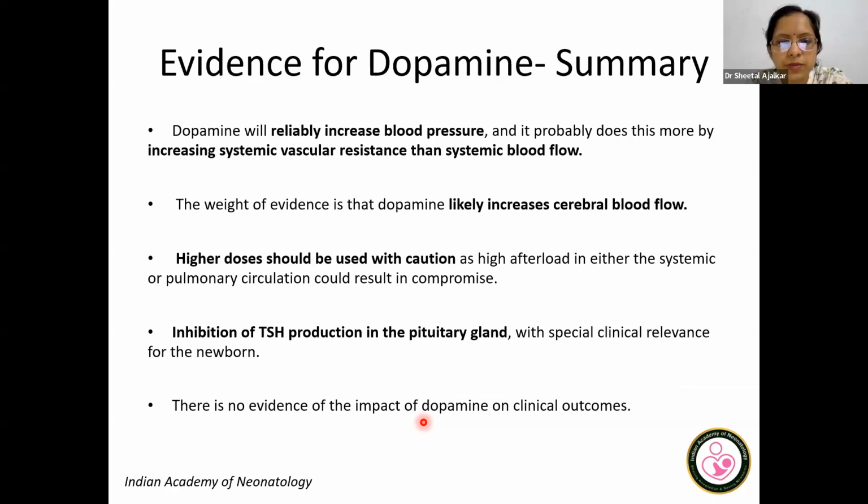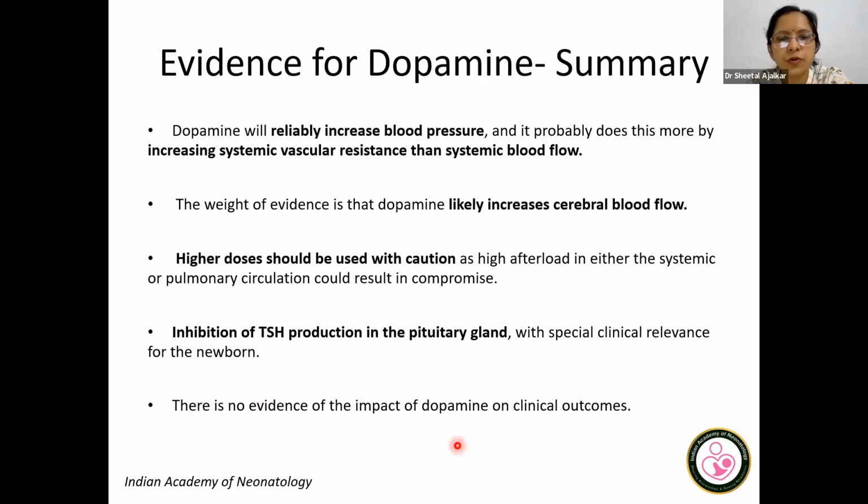Also, higher doses should be avoided because they will increase the cardiac afterload and cause peripheral vasoconstriction, and inhibit TSH production in the pituitary gland, which has special clinical relevance in newborns. So hypothyrotropinemia can be there. In clinical practice, when dopamine is going on, we do not send the TSH or thyroid profile levels, because of this inhibition of TSH production in the pituitary gland. And if we ask what the impact of dopamine on the clinical outcomes is, there is no evidence for it.